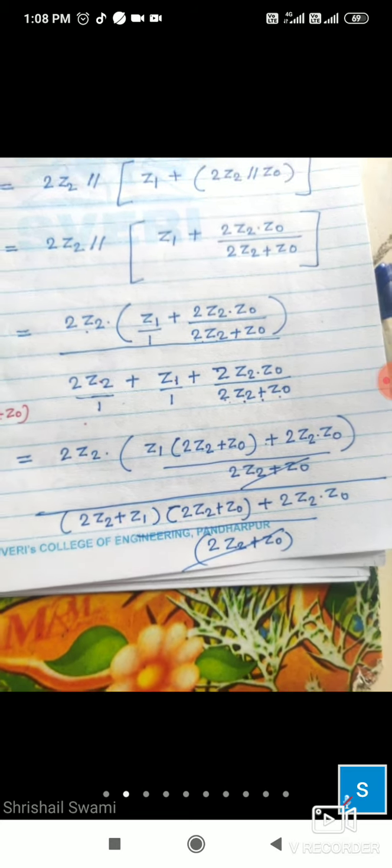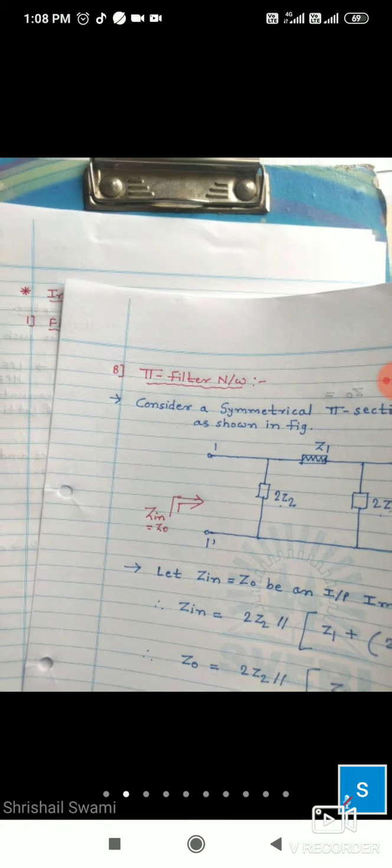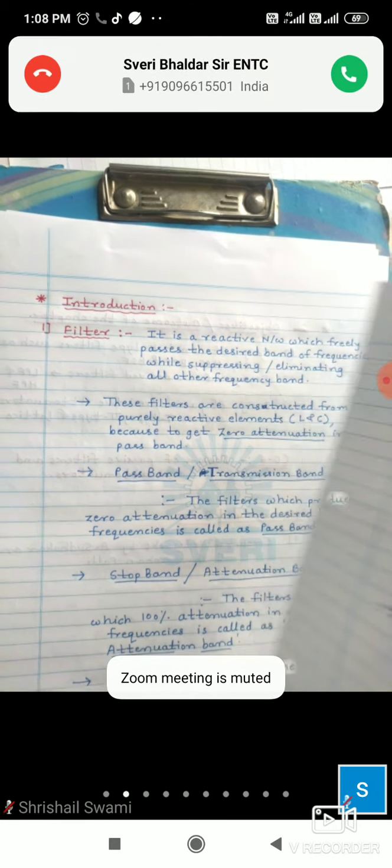Okay, so do it properly. So what is remaining? See what is remaining. So z0 is equal to, what is remaining here? 2z2.